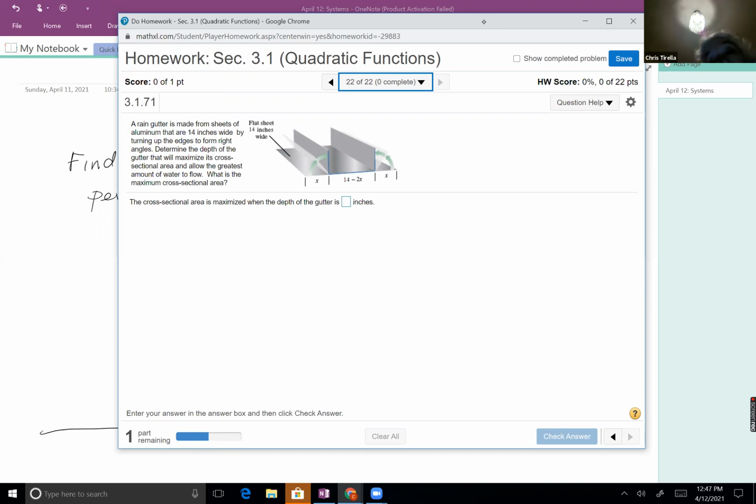What you're doing is taking this piece of metal and folding it up to form this gutter. When it's formed up, they're telling us that the cross section is a rectangle. So this is a rectangle, and they want you to see what you'd have to fold up to make that the largest area. For a rectangle, area is length times width.